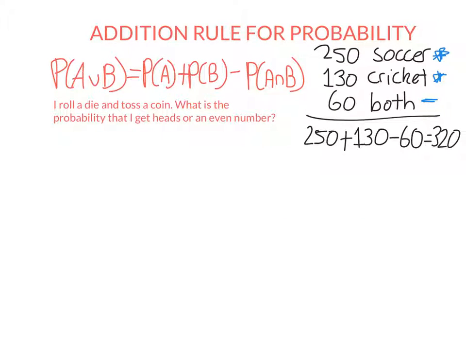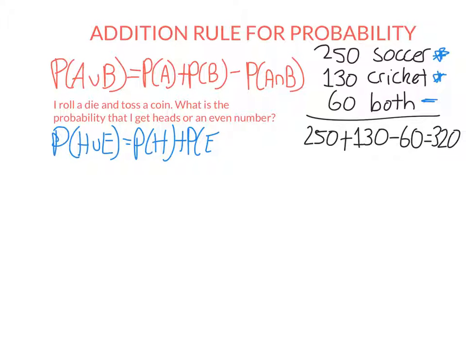Let's look at this question here. Roll a die, toss a coin. What's the probability I either get heads or an even number? Or both? Obviously heads refers to the coin, even number refers to the die. So the probability, I'm going to call it H for heads, or I get an even number, is the probability of heads plus the probability of an even number minus the probability of both.